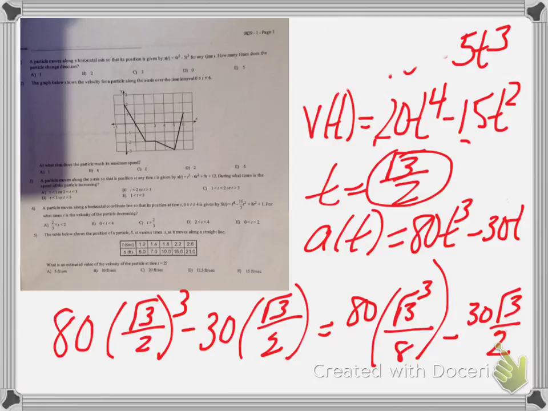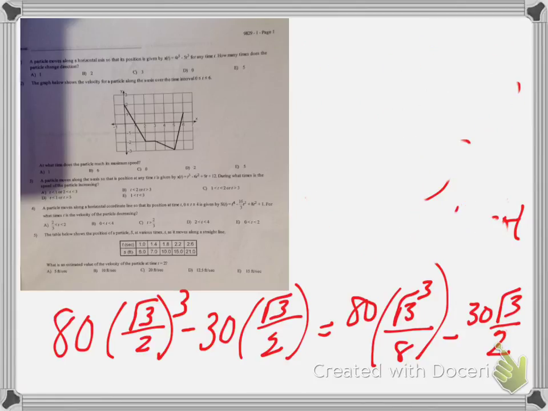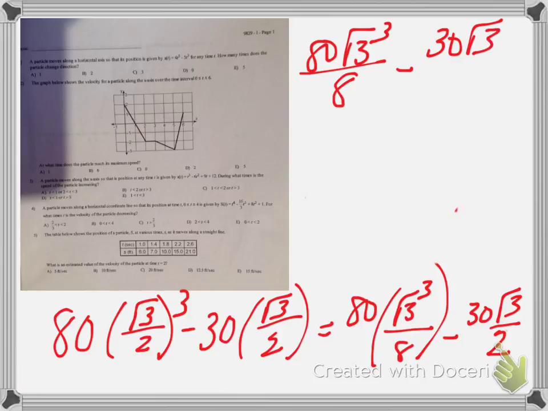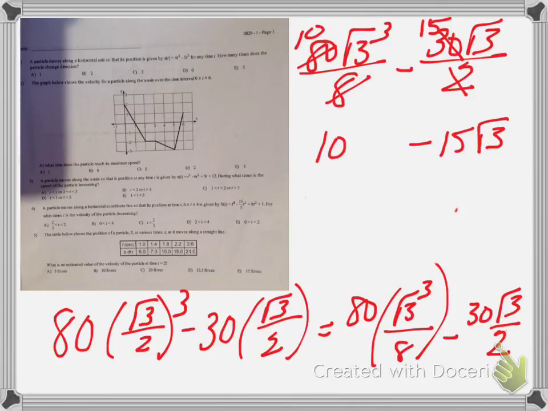Okay, now I can erase this. Get some room. Okay, so we're just going to multiply straight across. So we're going to have 80 times radical 3 to the third over 8 minus 30 radical 3 over 2. 2 goes into 30 15 times, so this becomes a negative 15 over radical 3. 8 goes into 80 10 times, so you're going to get 10 times radical 3 cubed.